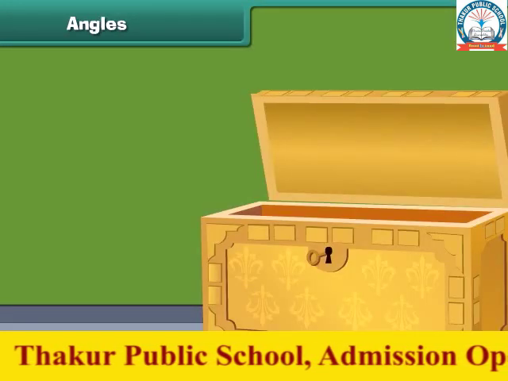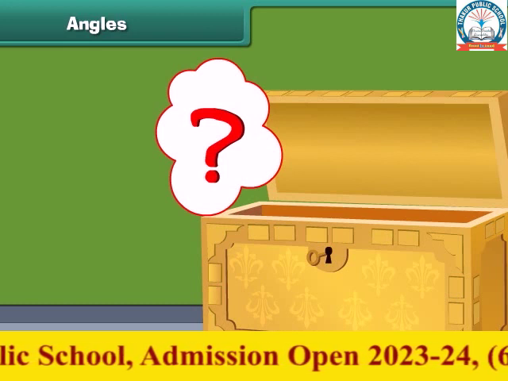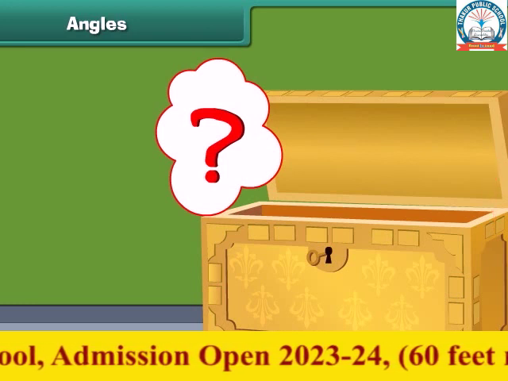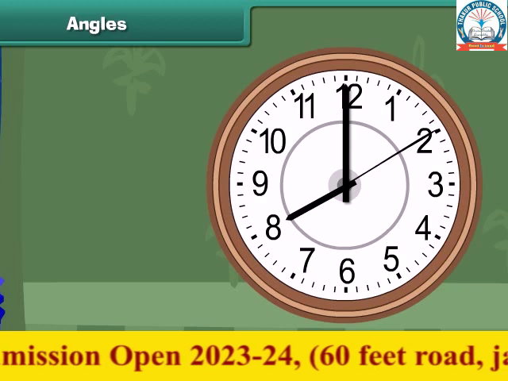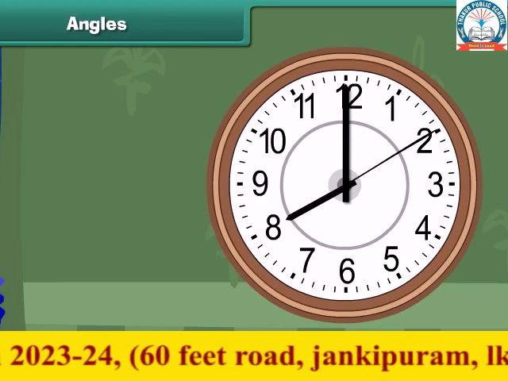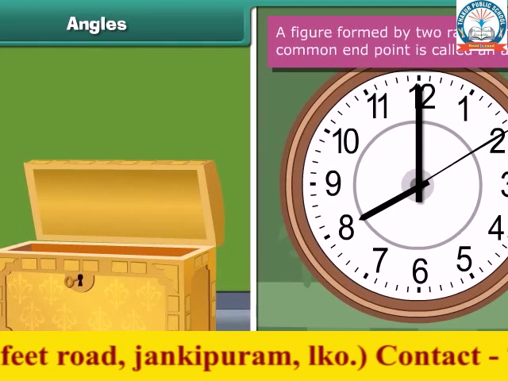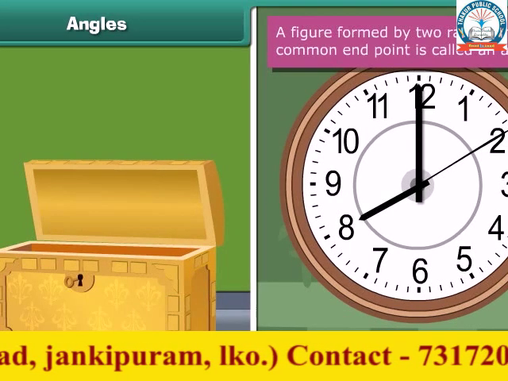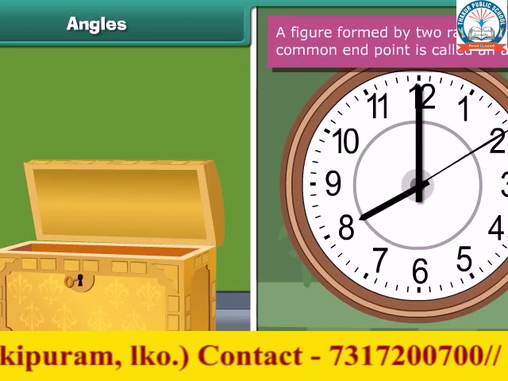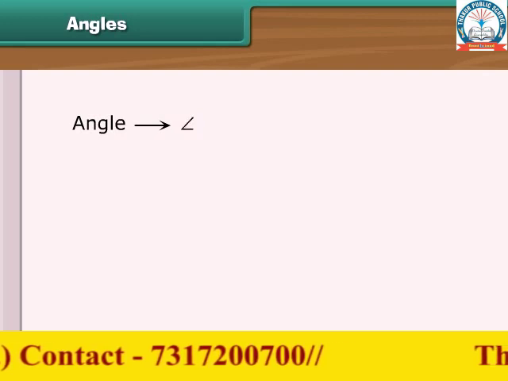Look at this box. What figure does it make? It forms an angle. Similarly, the minute hand and the hour hand in the clock form angles. A figure formed by two rays with a common endpoint is called an angle. An angle is represented by the given symbol.